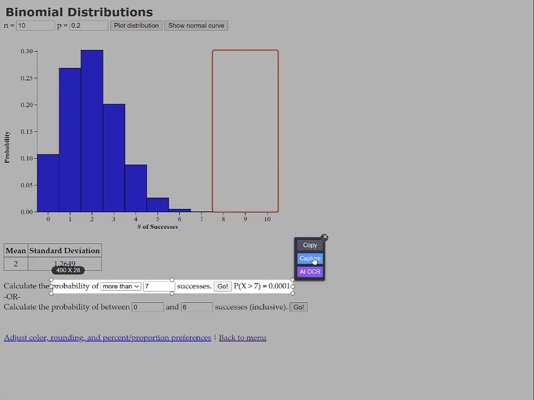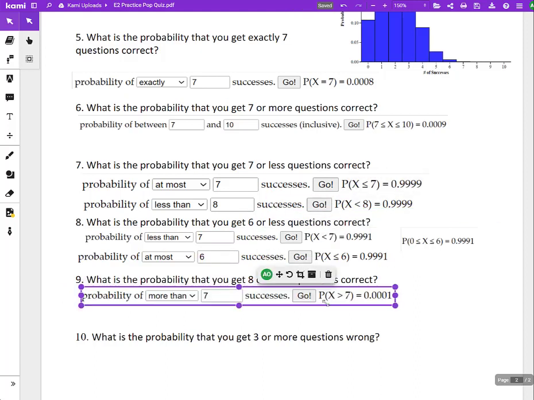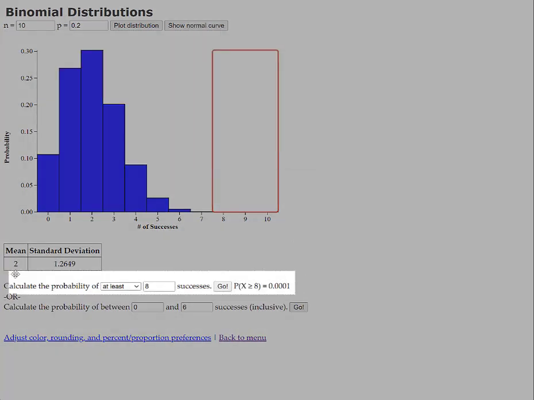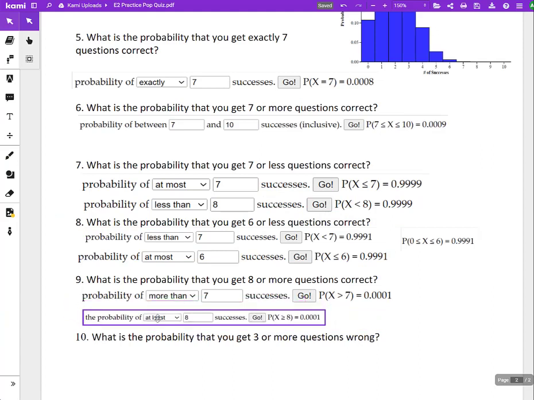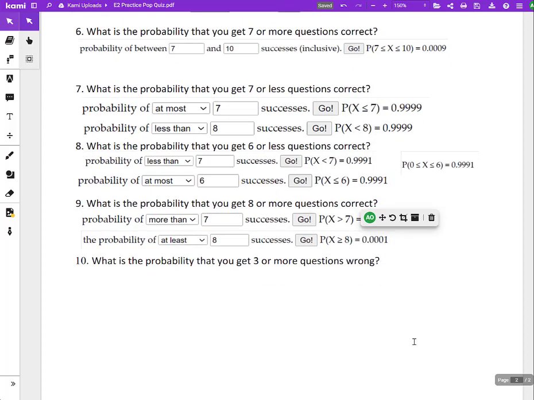So probability of more than 7, which by the way is very close. If you're doing the pair deck, I think the multiple choice option was 0. On this one, go ahead and pick the 0. We could say at least 8. And make sure that's an 8. And we get the same answer. There we go. Put that in. So you're going to see if you look at this that I have a couple different ways to calculate these answers.